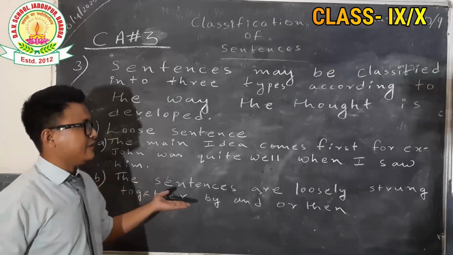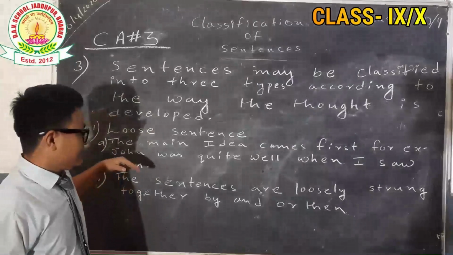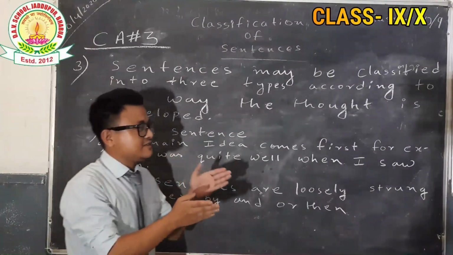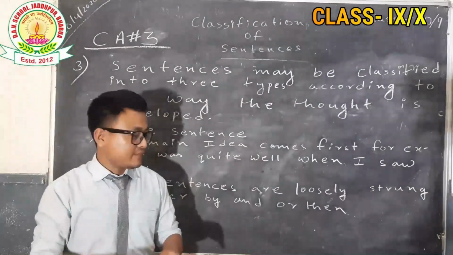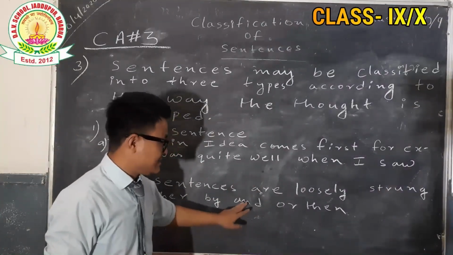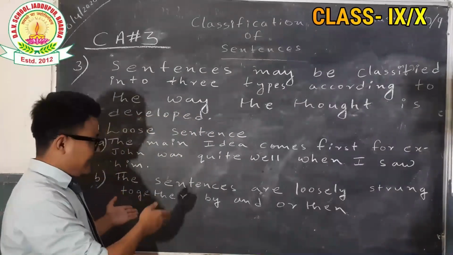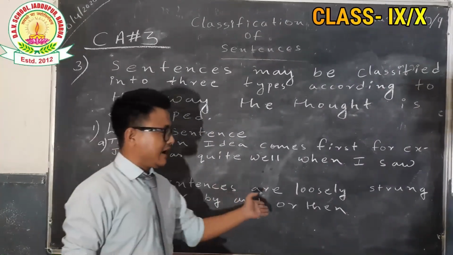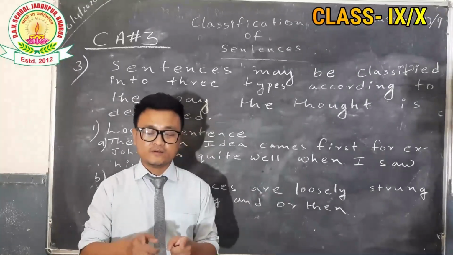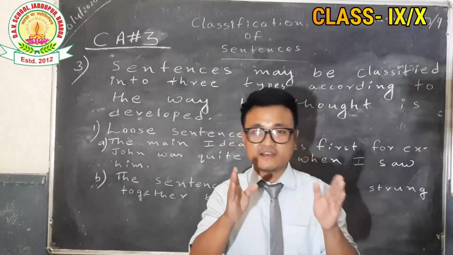Now, another way of finding out the loose sentences is by understanding the context and looking for connecting points such as "and" or "then". The sentences are loosely strung together by "and" or "then". What does it mean? For example, take this sentence.